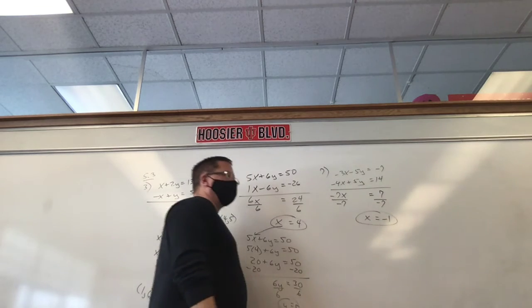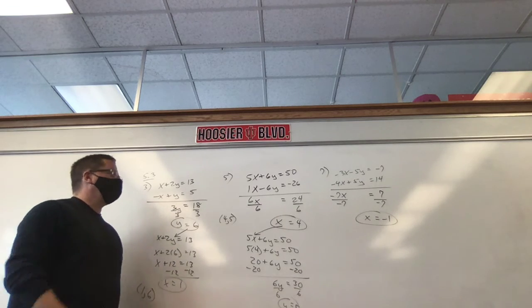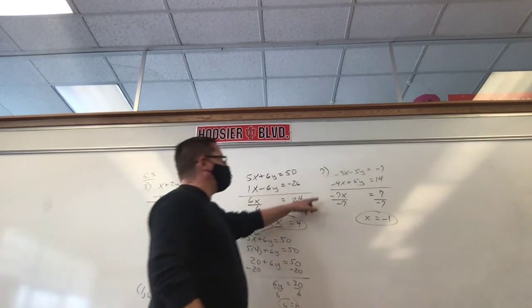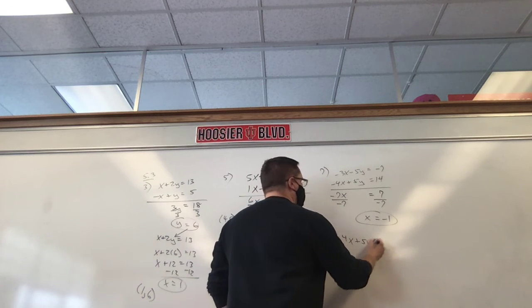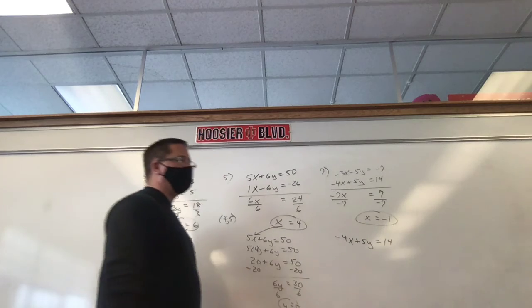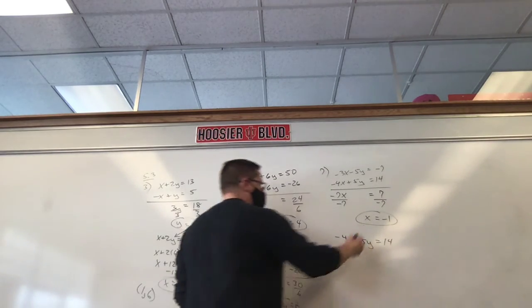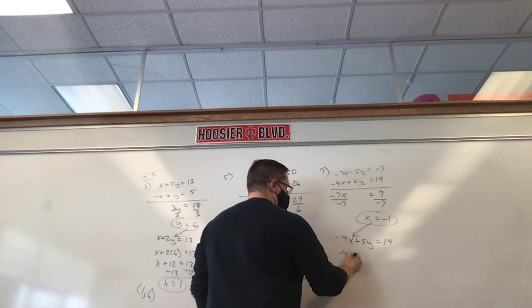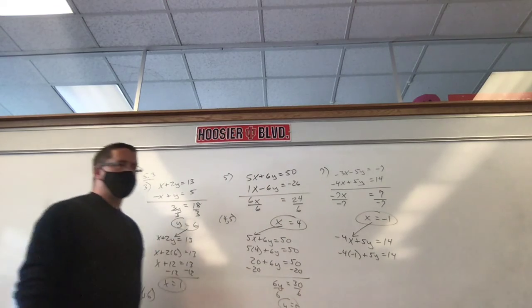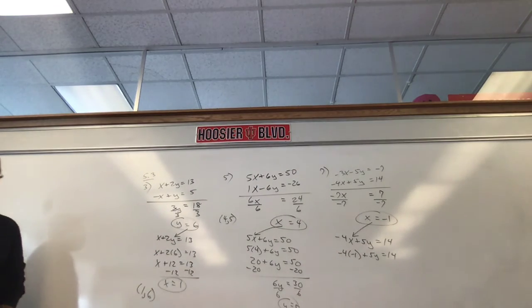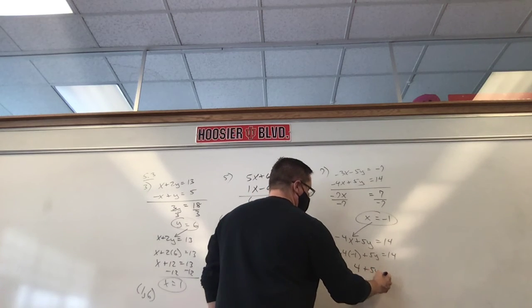Before Connor yells at me, we're not done. We need y. I'm gonna use the second one because there's less negatives. So negative 4x plus 5y is 14. But what do we now know? That x is negative 1, so you can plug negative 1 in for x to get y. So I wrote down negative 4 times negative 1. Some of you might have just written positive 4. So 4 plus 5y is 14.